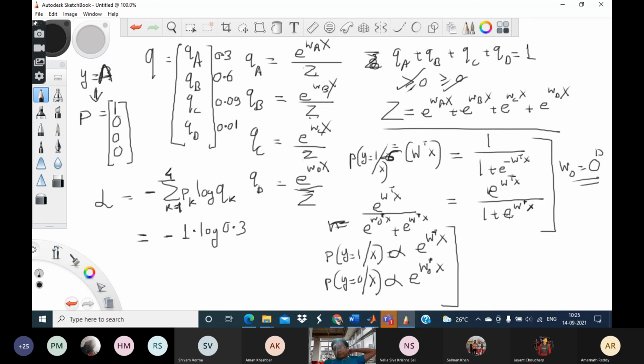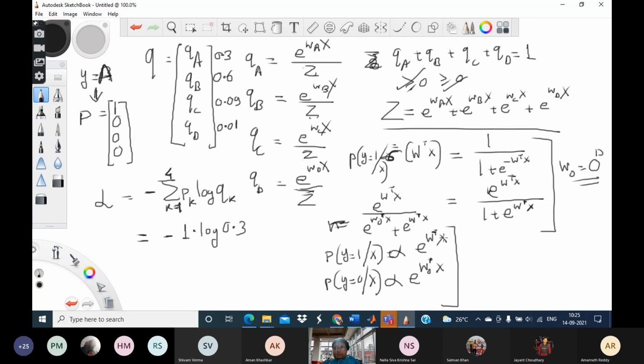But since we started with the logistic or sigmoid function for binary classification, it turned out that I did not need two things. I could do it with one thing only, but I can reinterpret it in this way also, in the special case that w naught equals the zero vector.